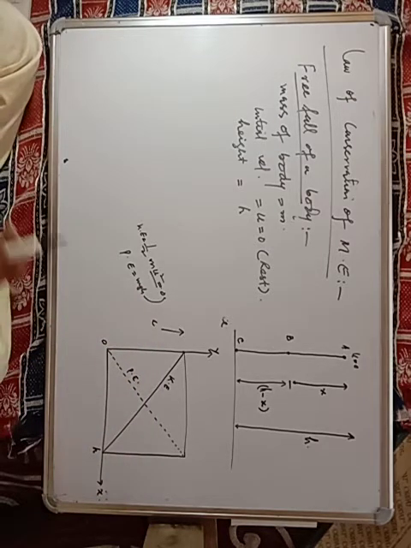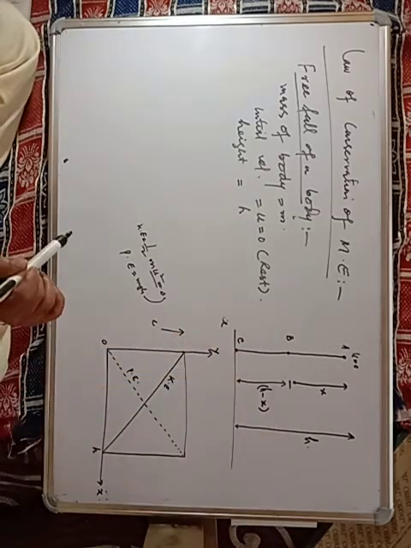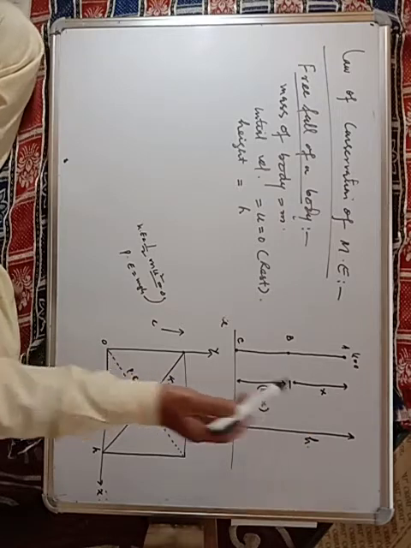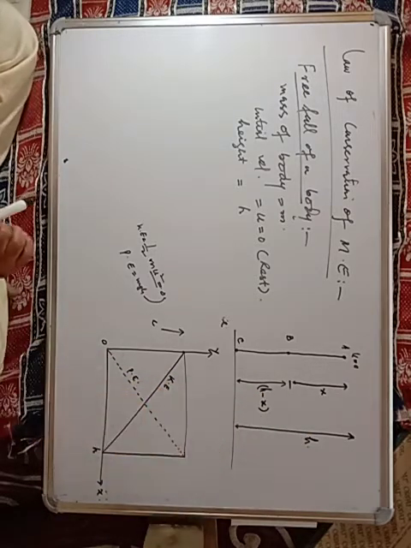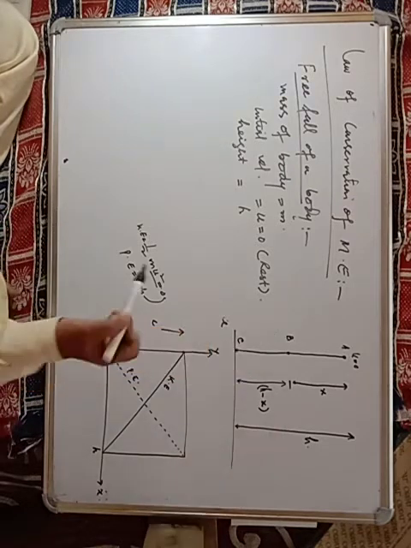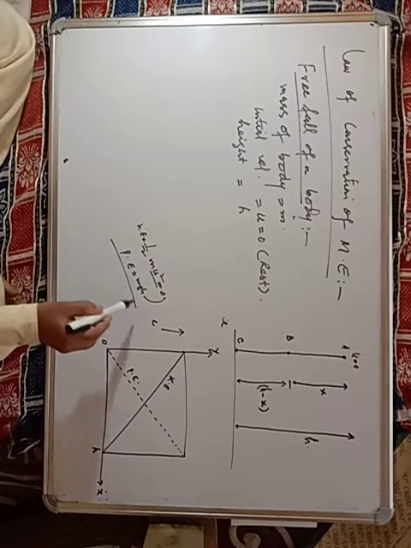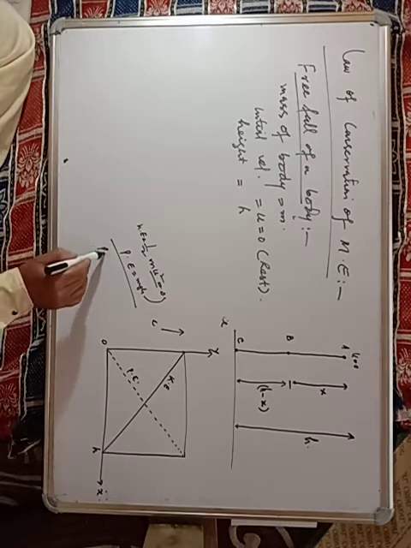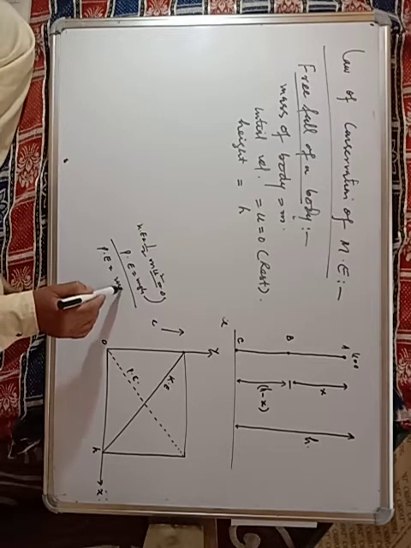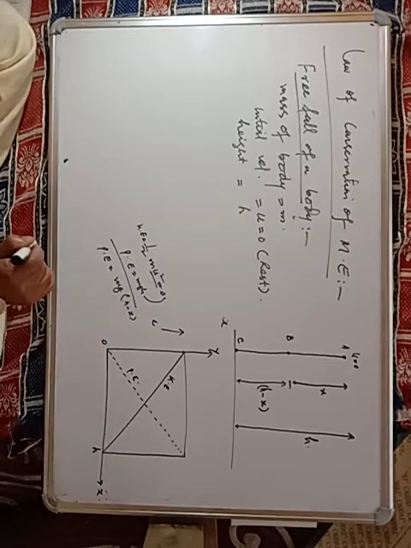Now when the body is allowed to fall, and at any time it reaches the point B, it covers a distance of x, and its height from the surface of the earth remains h minus x. So at this position we have to find both the energies, kinetic energy as well as potential energy. So the potential energy at B will be equal to mg into h minus x. So this is the potential energy.